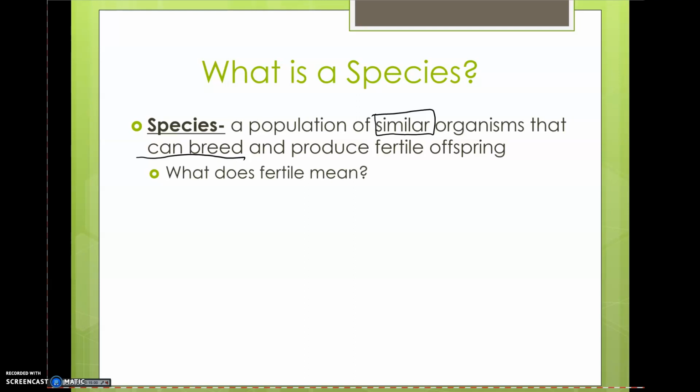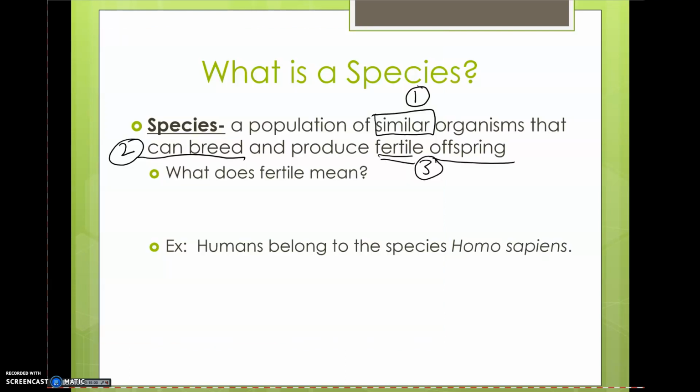The third part of this definition is right here. Those offspring need to be fertile. Fertile means able to have their own offspring. It's the opposite of being sterile. Okay, so to be in the same species, number one, they have to be similar. Number two, they have to be able to mate together and make kids, make offspring. The third criteria is that those offspring have to be able to have their own children, to be able to make their own egg and sperm. So that's what it means to be in the same species as one another.